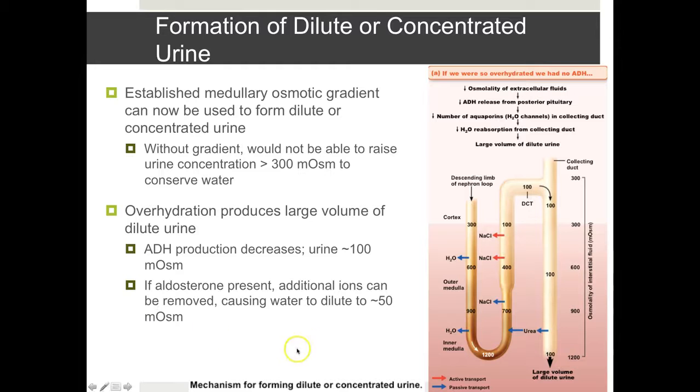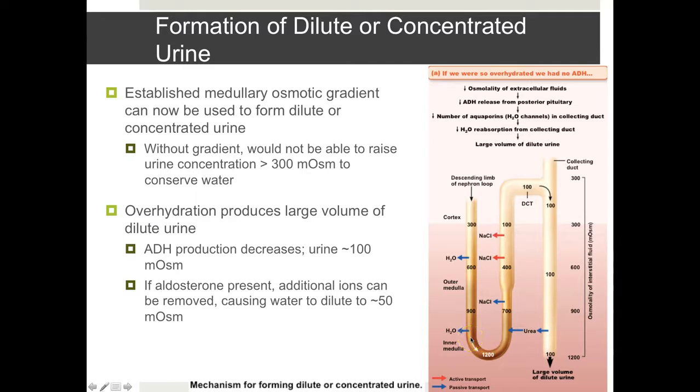So we're looking at the gradient out here in the medulla, of course. The osmolality that is set here, and you can see that on the right side of this image here. Without this gradient, we wouldn't be able to raise our urine concentration over 300 milliosmoles, which is what we're starting off with in the cortex over here. As you can see, when we move into our medulla, we start to see a rise in that osmolality in the nephron.